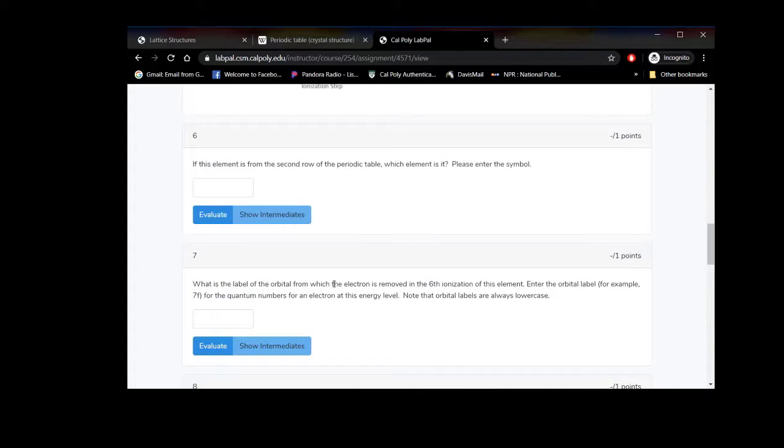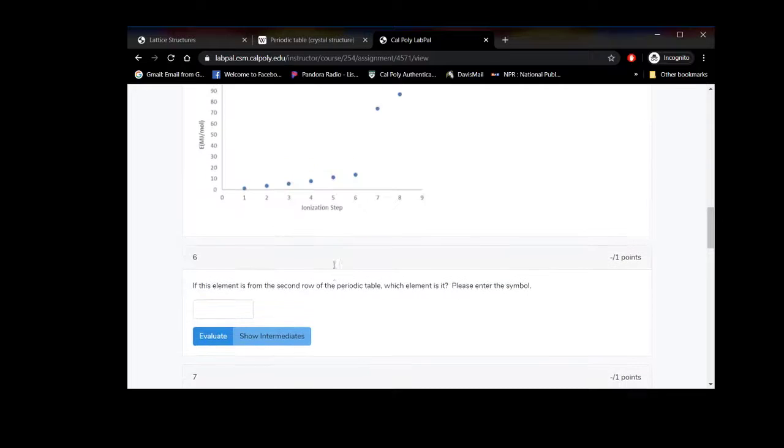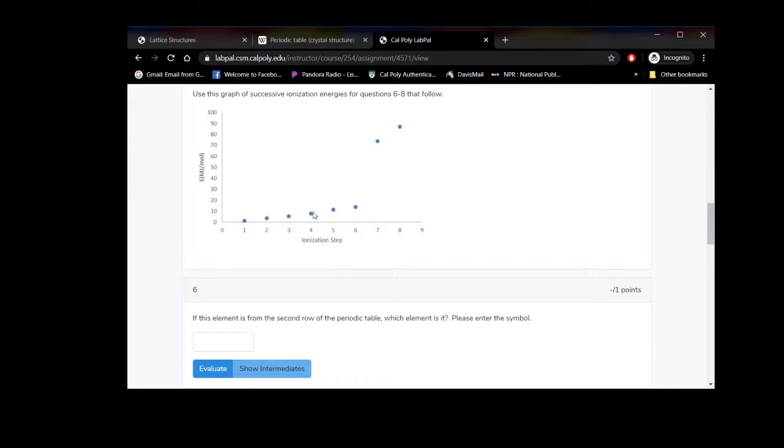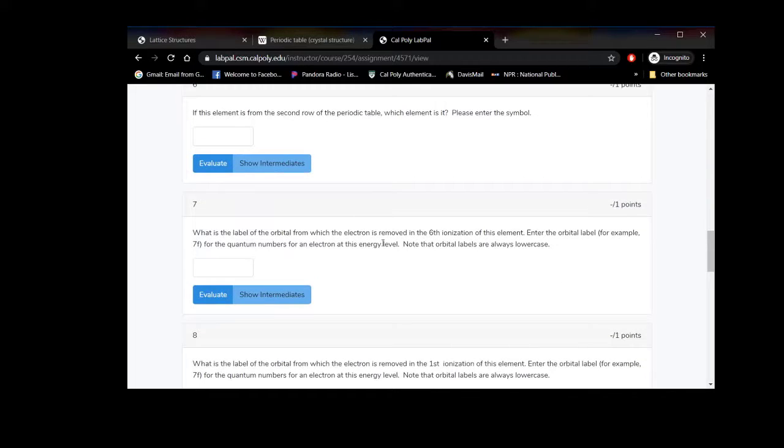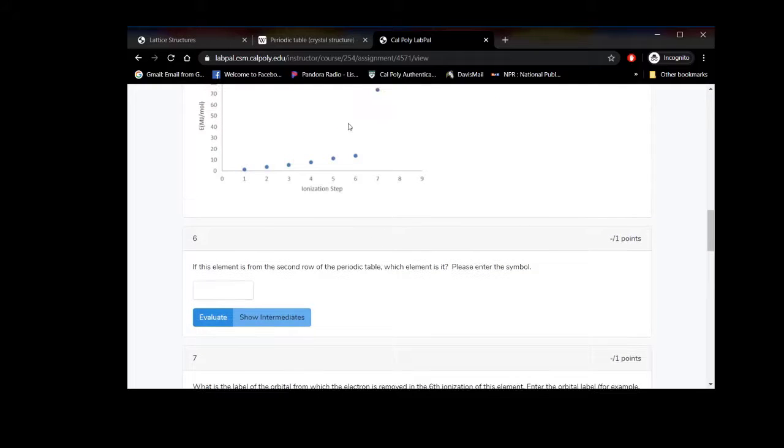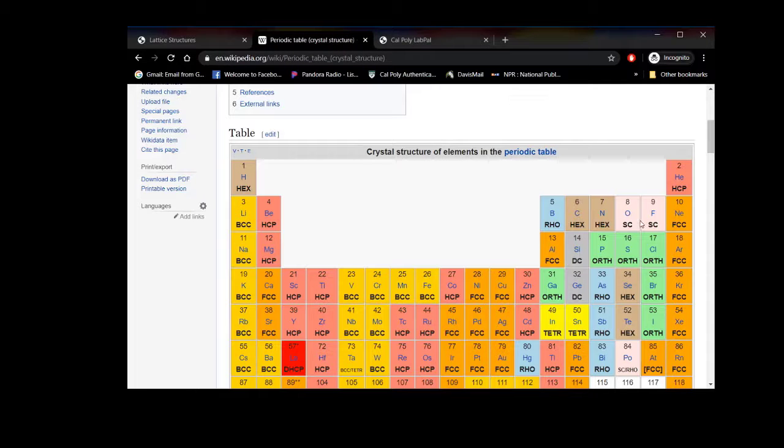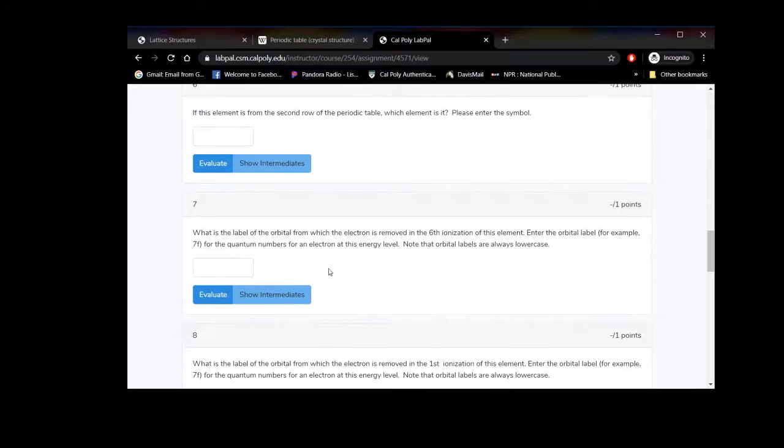What is the label of the orbital from which the electron is removed in the 6th ionization of the element? Enter the orbital label. So in the 6th ionization, 1, 2, 3, 4, 5, my 6th ionization would be removing that last electron of oxygen. First electron removed would be there, 4, 5, 6. That would be removing an electron from the 2p orbital. Sorry, the 2s orbital.